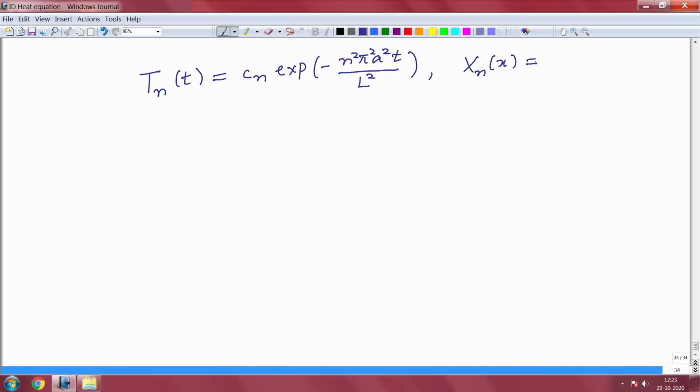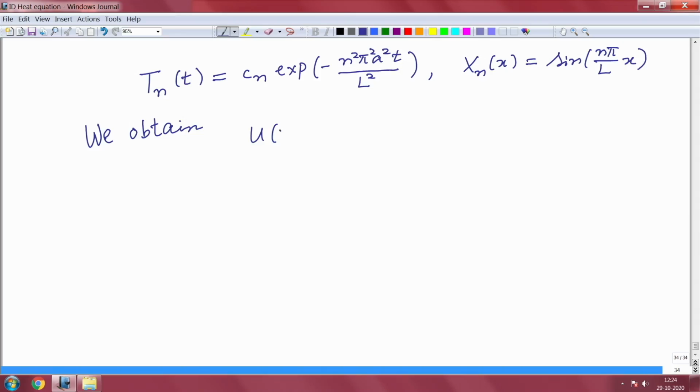So, since we are multiplying t and x, that constant will not be written here. We will just write simply sin n pi by L x. Again, by the linear superposition principle, we obtain a solution. This is formal. So, just sum them.